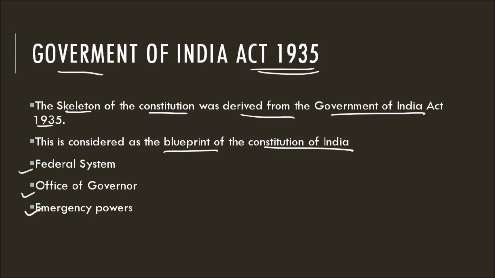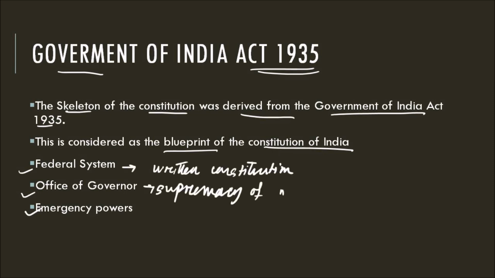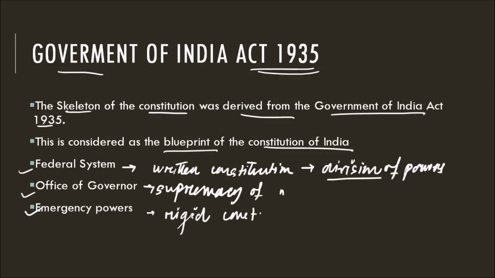The different features of a federal system are written constitution, supremacy of the constitution, that means nothing is above the constitution and the constitution is the supreme authority. Rigidity of the constitution, that means the procedure for amendment in the constitution is not that easy. Another thing it includes is the division of powers. What do we understand by the division of powers?